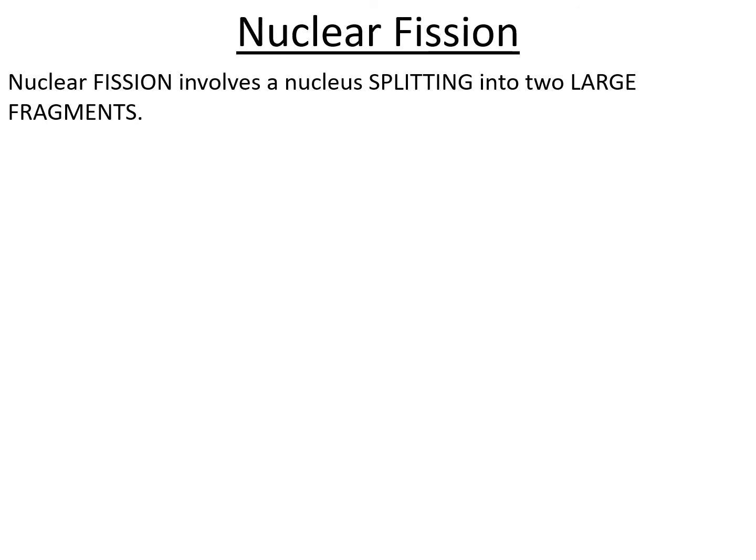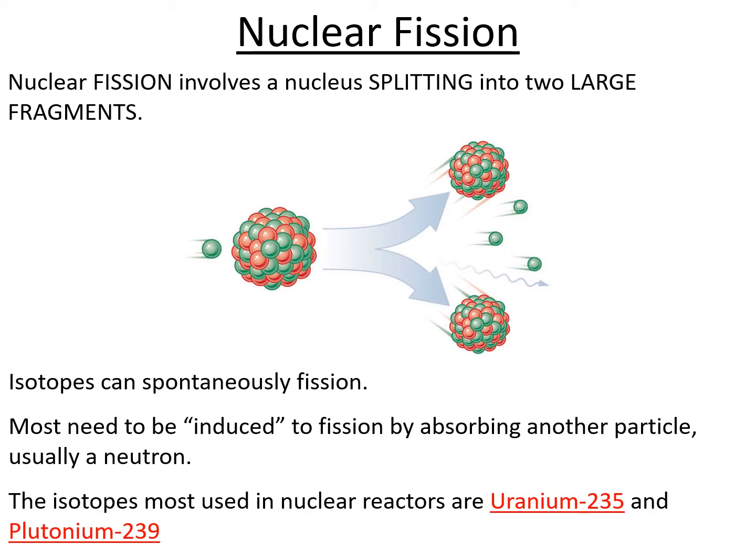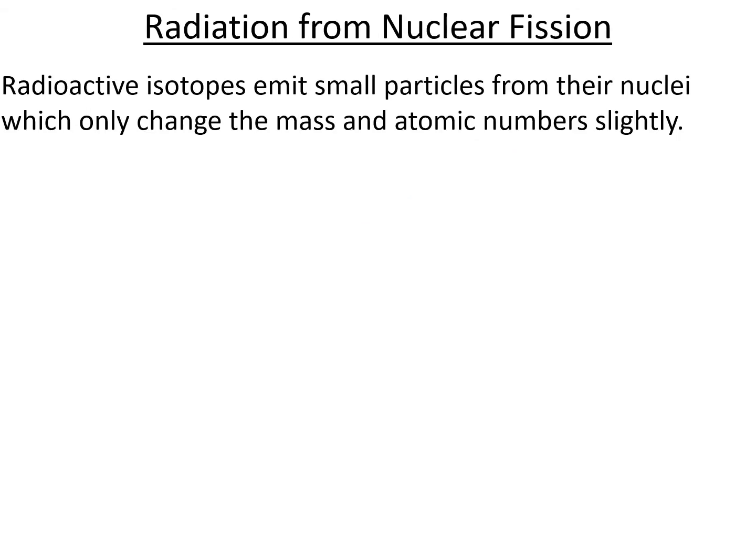So first of all, nuclear fission involves a nucleus splitting into two large fragments, and you may remember this from Nat 5. Isotopes can spontaneously fission, and remember that means it can happen without any reason, it just happens when it does. However, most need to be induced, so try and use this new word here, induced, and it's done so by absorbing another particle, usually a neutron. The isotopes most used in nuclear reactors are uranium-235 and plutonium-239. So that's a wee bit of background knowledge that you're expected to know.